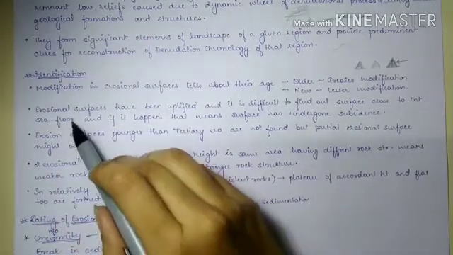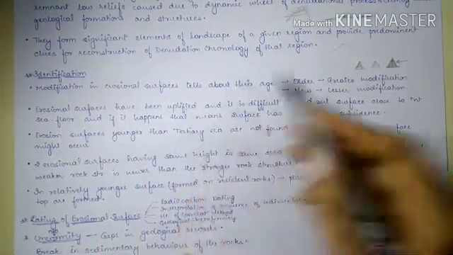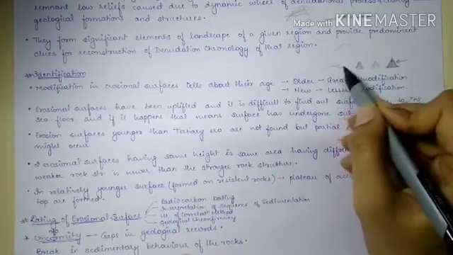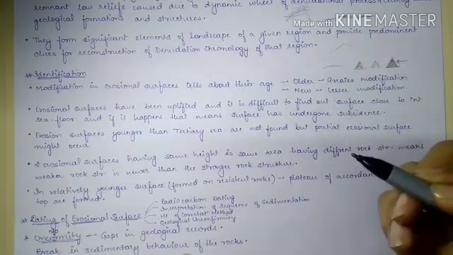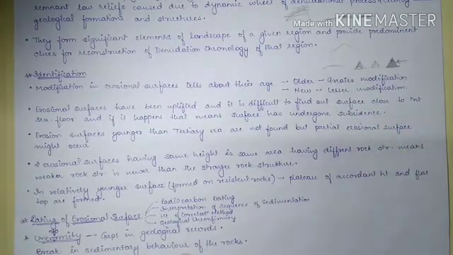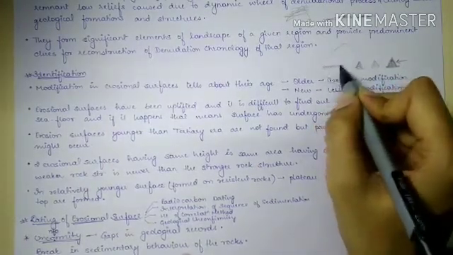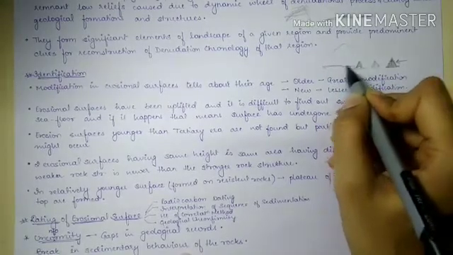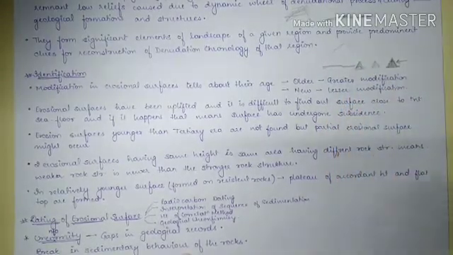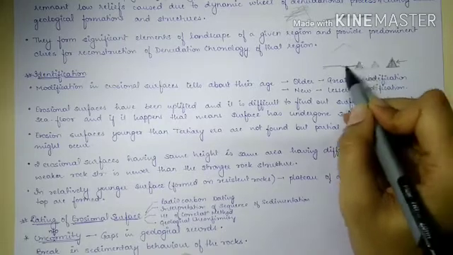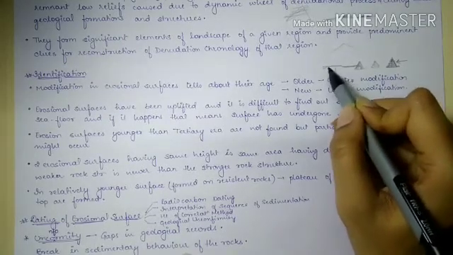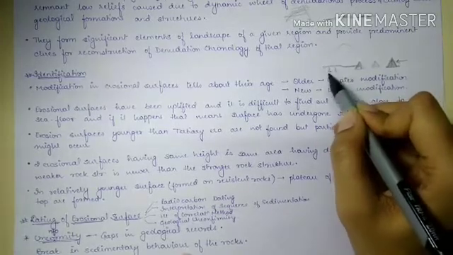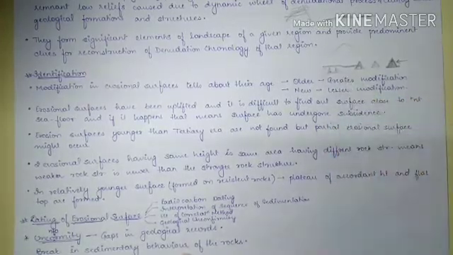Second, erosional surfaces have been uplifted. All the erosional surfaces have been uplifted, and it is very rare that we can see any erosional surface near the sea floor level. And if we can see any such surface near the sea floor level, then we can clearly say that it is due to subsidence due to tectonic movement.